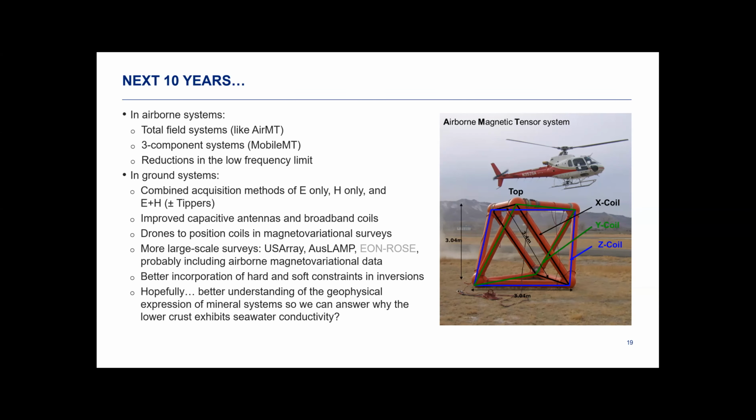Improved capacitive antennas and broadband coils, drones I spoke about. More large-scale surveys. I mentioned USArray, OSLAMP. Eon Rose is something that was being proposed in Canada, and according to Alan, it's kind of hit a wall. It's been progressing. Those would probably include airborne magnetovariational data. Better incorporation of hard and soft constraints.